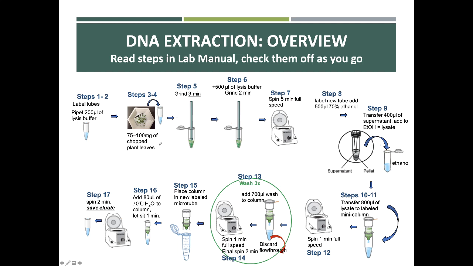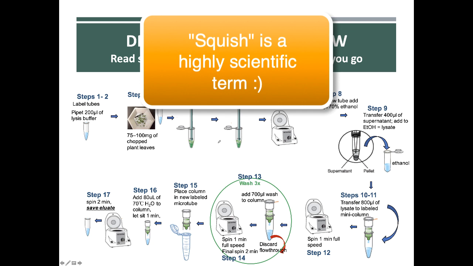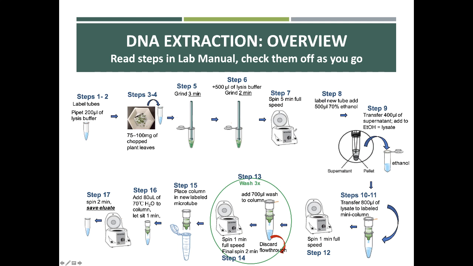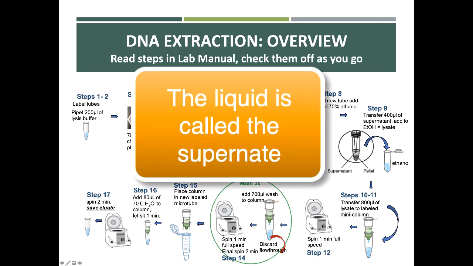In steps 3 and 4, the protocol requires you to chop up around 75 to 100 milligrams of plant leaves, and the key to this is to chop them up really tiny. Mince them up really well because you want to make sure that it's easy for the DNA to be extracted from these tissues. After you've done that, you place it in a lysis buffer, and you take this metal rod and squish it all together to break those cells up, and then you spin it in the centrifuge to separate out the liquid that contains the DNA from all the cell debris at the bottom.